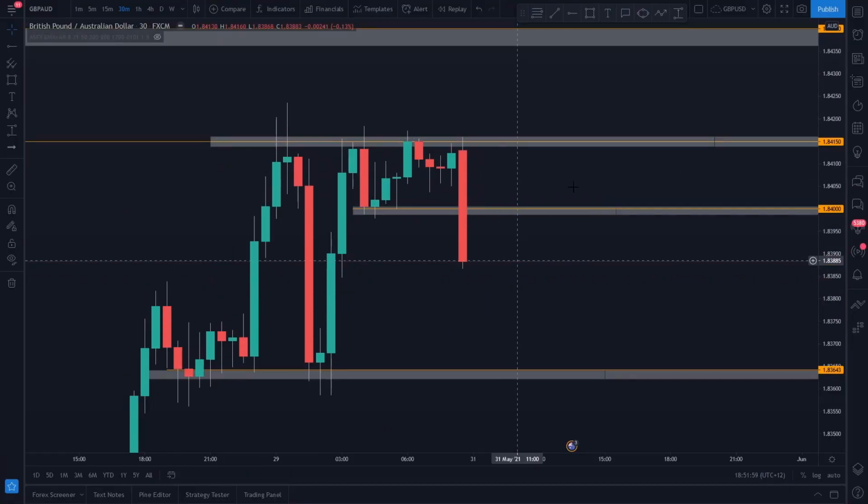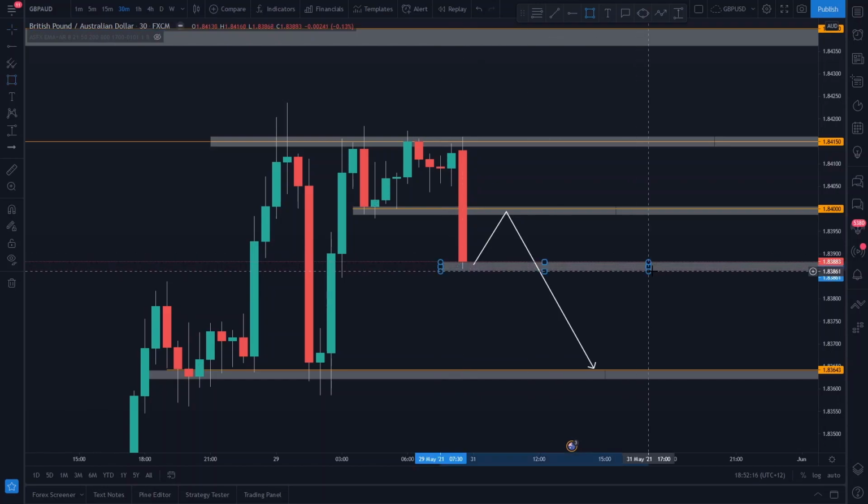What I would really want to see next week is some sort of consolidation in this area, or at least it goes back, creates a resistance, and then it's breaking the low, coming down here. So if you mark a zone like this.